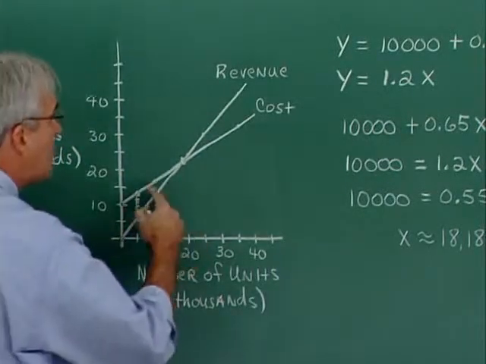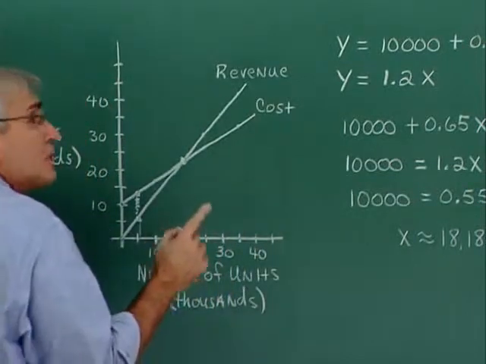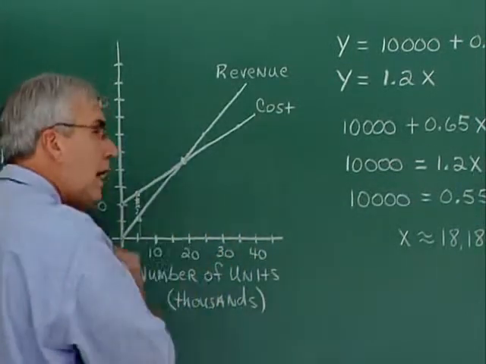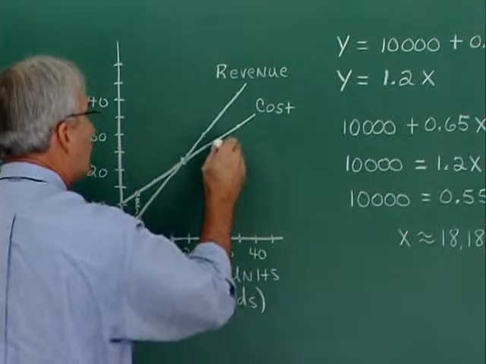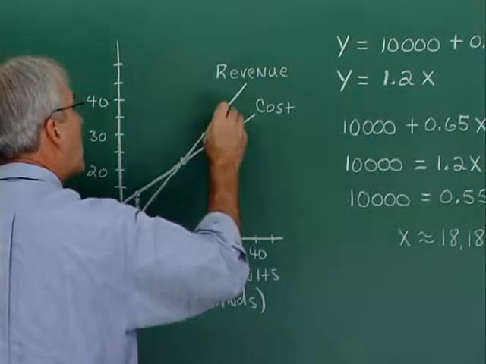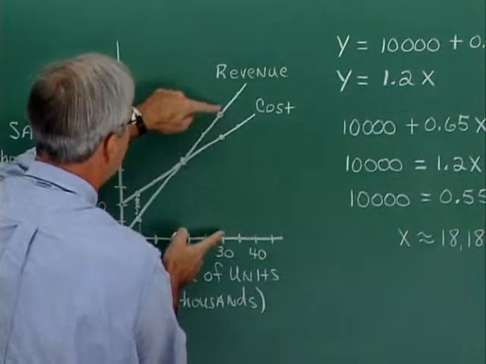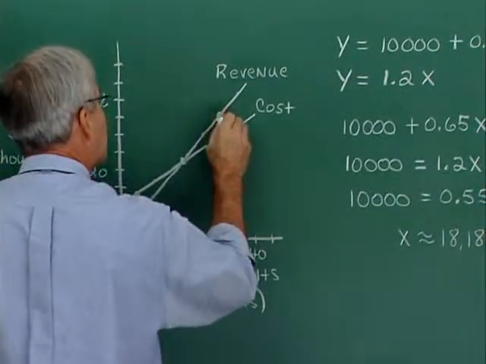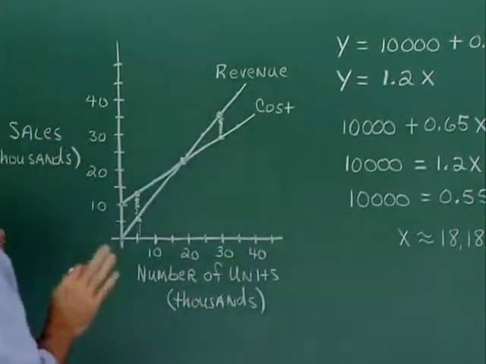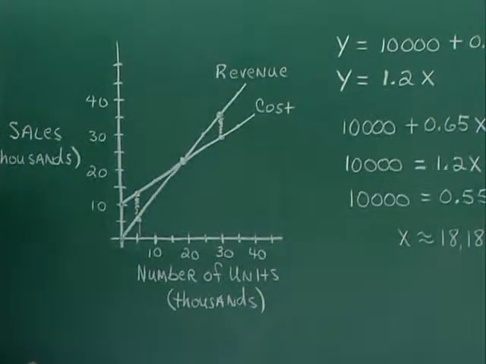So that would be the amount of loss if we are producing 5,000 units. And on the other hand, we can come up here and say, if we can produce 30,000 units, what will our profit be? Well, the profit is the difference between the cost and the revenue. So we have cost up to here, we have revenue up to here, and that difference turns out to be the profit. So we can make that kind of interpretation with a graph like this.